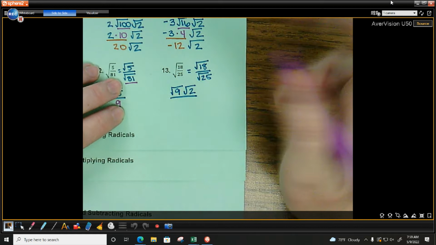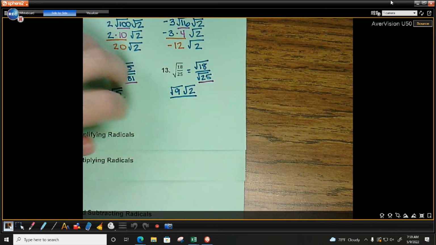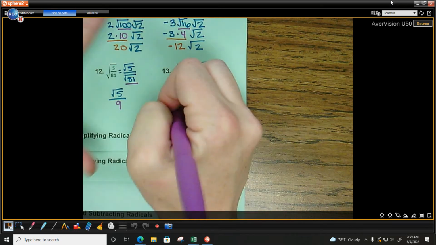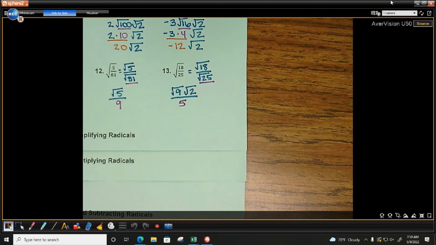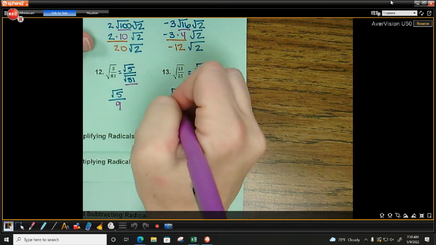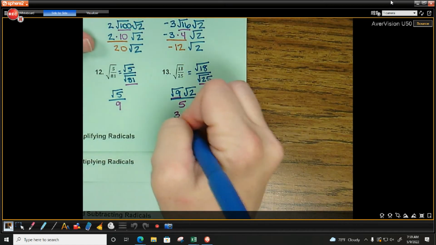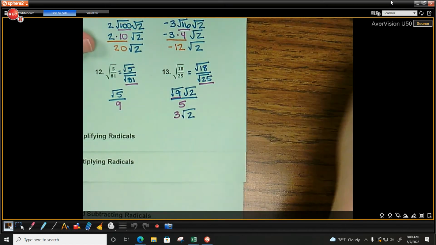Is 25 on my perfect square list? Yes. What's the square root of 25? 5. I don't have to have a square root sign around it. Good? We are not done though. What's the square root of 9? 3. So this becomes 3 square root 2 over 5.